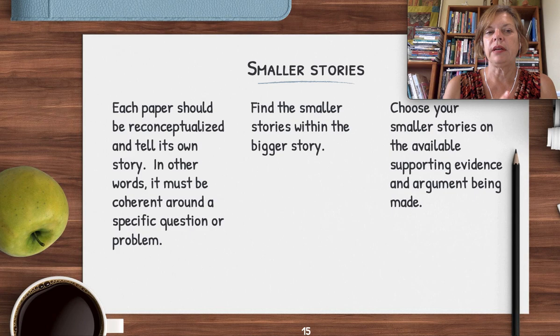So each paper will be reconceptualized and tell its own story. In other words, it must be coherent around its own specific question and problem. So you're finding these smaller stories within the bigger story of your thesis. And you're choosing your smaller stories based on the availability of evidence in your thesis and the argument being made. So you might be able to write two coherent papers, but for a third paper, you might need to add a bit more literature in order to make it coherent, because it wasn't something that was fully formed in your thesis.